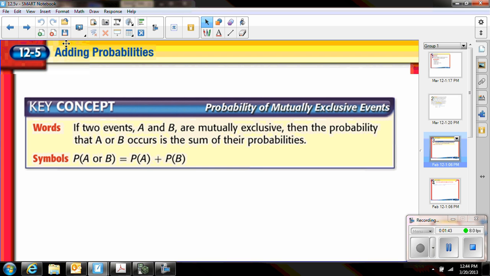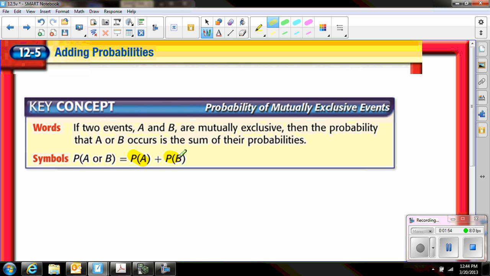With mutually exclusive events, the way we calculate the probability is we simply find the probability of A and we find the probability of B, and we add those two things together. So that means the probability of event A or event B occurring is probability of A plus probability of B.